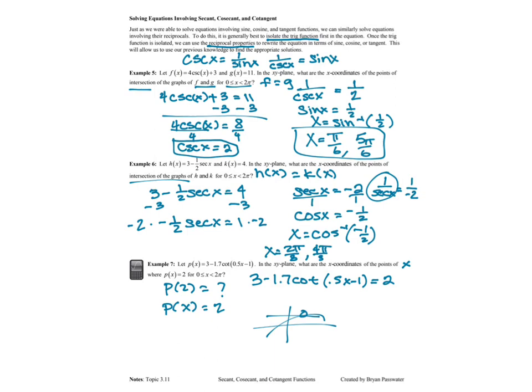Graph it. Put both functions in your grapher. Right now you need the first one in F1. This piece goes in F1, and this piece goes in F2.